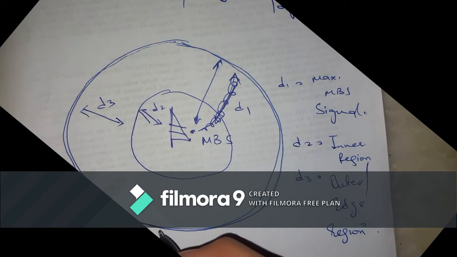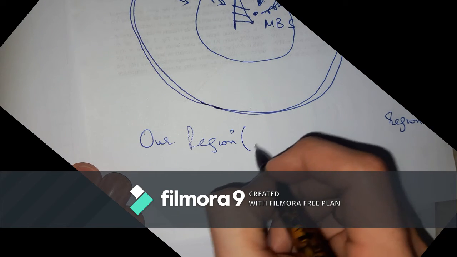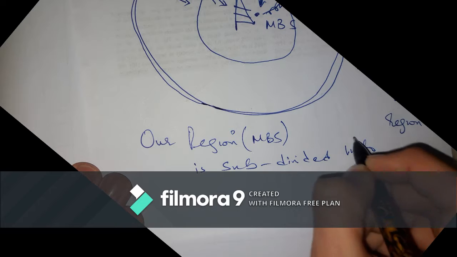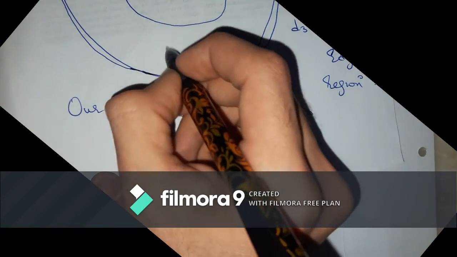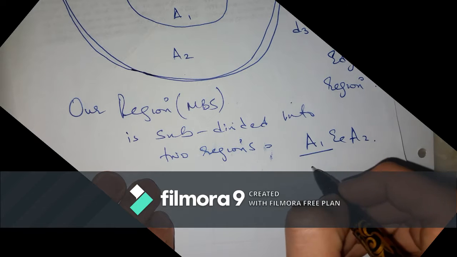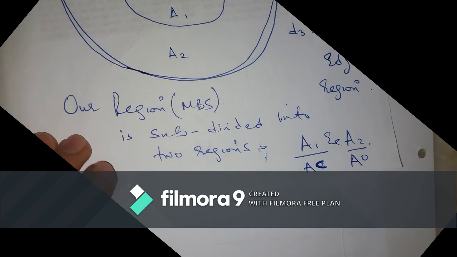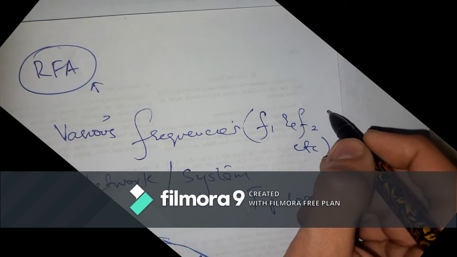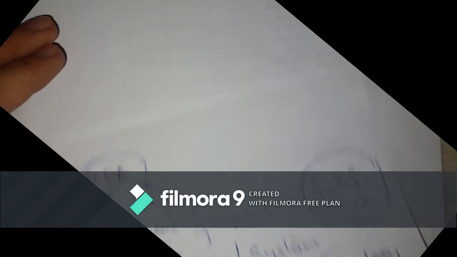Now we can say that our MBS region is subdivided into two regions, namely A1 and the outer A2. You can even name it anything else, for example A naught, AC for A center, and A naught for A outer. So now the topology has been divided into two regions, A1 and A2. But the question arises, what about the frequencies? How are we going to divide the frequencies? So let's move towards that area.